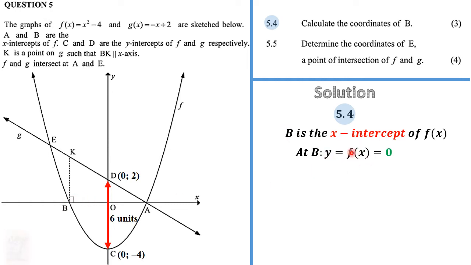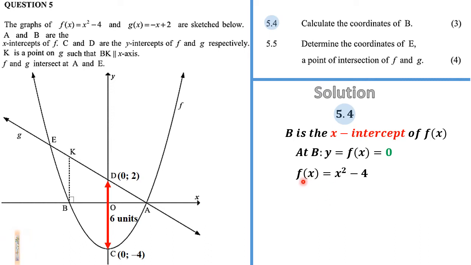People, when you say function with respect to the independent variable, the function with respect to a particular variable is y, it is the same thing. So when somebody says f of x, g of x, h of x, it is the same as y. So at B, y is equal to 0 or f of x is equal to 0. But look at B, people, it's a point on this graph, on the parabola.